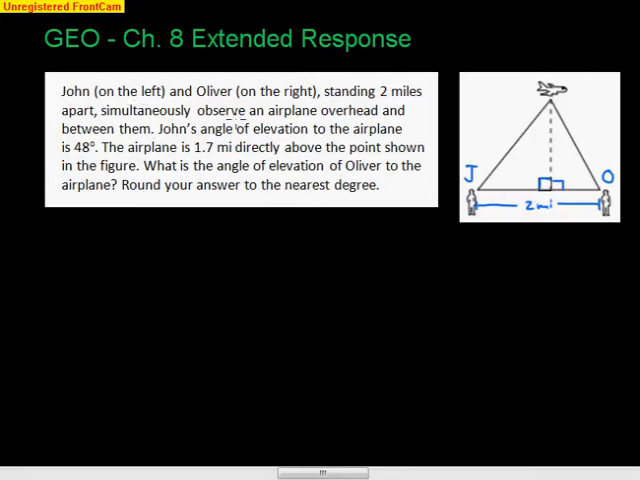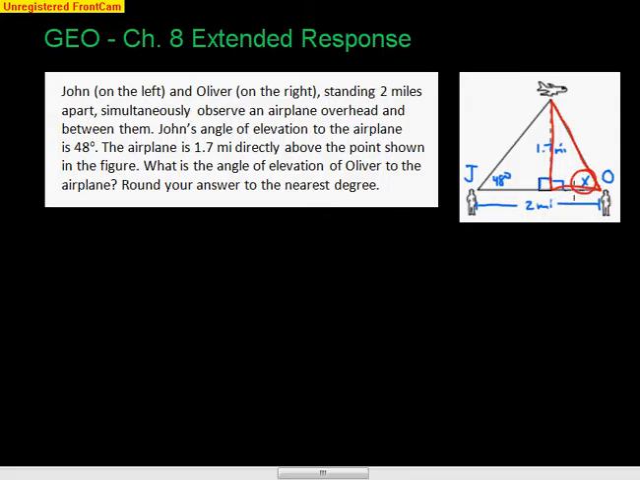John's angle of elevation to the airplane is 48 degrees, so this right here is a 48-degree angle. The airplane is 1.7 miles directly above the point shown in the figure, so this is 1.7 miles. And the question is, what is the angle of elevation of Oliver to the airplane? So this is what I'm looking for, x. If I focus on this triangle on the right, I'll do it in red. This is the angle I'm looking for, x.